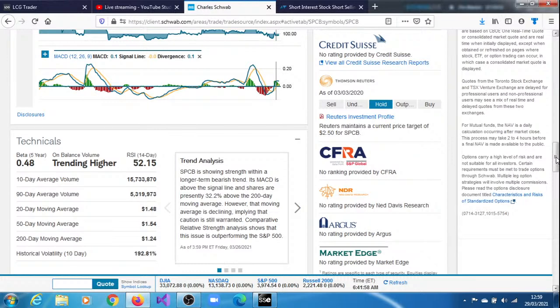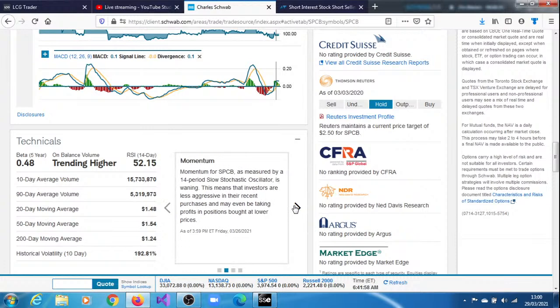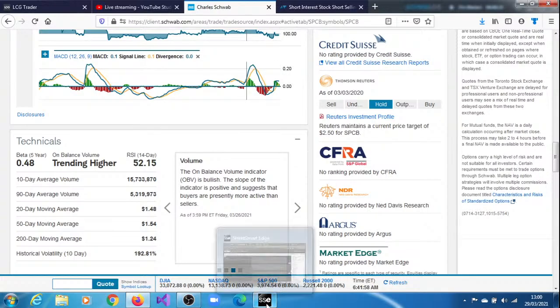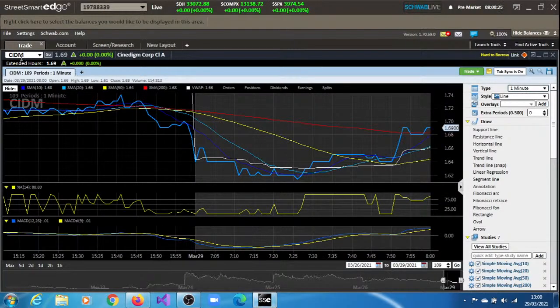It's still 32% above that declining 200-day trend line. So this stock is not as volatile as so many other stocks, but it's still a volatile stock. However, that moving average, the 200-day, is still declining. It's outperforming the S&P 500. The momentum is definitely waning. Investors are taking profits from positions, but at lower prices. The on-balance volume indicator is absolutely a case of taking profits again. SPCB.